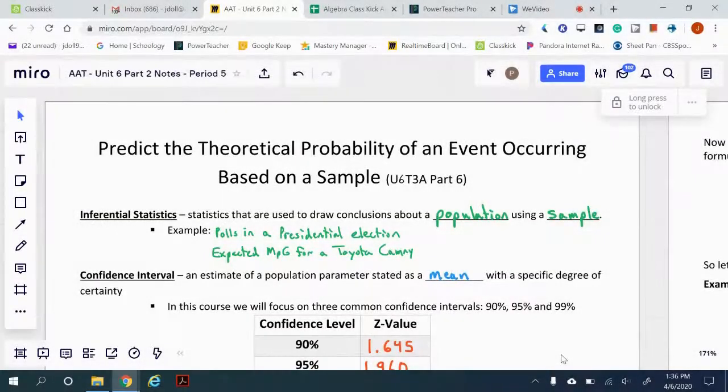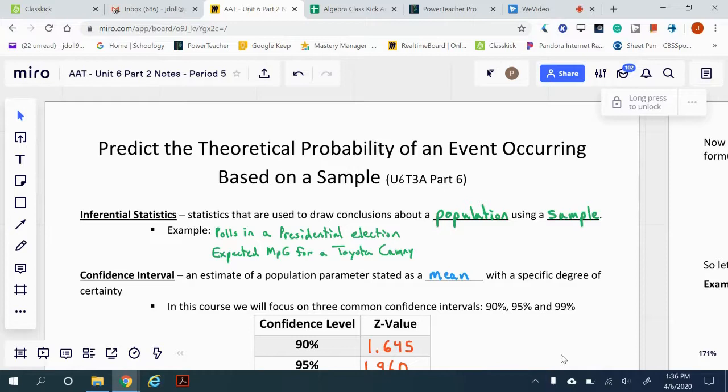All right, guys. Well, we made it to the end of Unit 6. This is our last set of notes in Unit 6. And we're going to hit up one more way that we are going to make predictions and understand things about a population based on what information and data we can pull from a sample. So, what we're going to be talking about today are called confidence intervals.